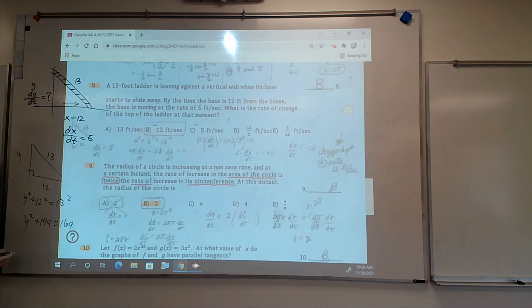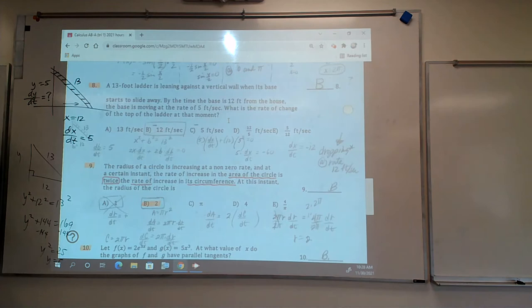And you get a calculator. This is a calculating part of the test. Minus 144 from both sides, and you get y squared equals 25, so y must equal 5. All right, so at this moment in time, y is 5.